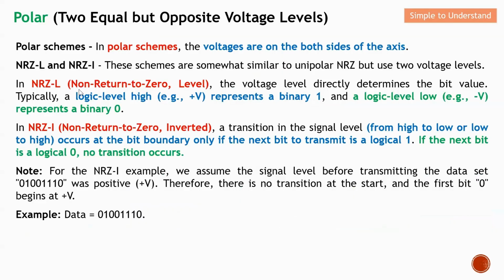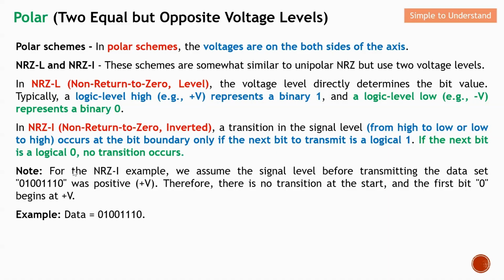Let me come to non-return to zero inverted. This is slightly complicated, so follow me through to understand it. A transition in the signal level, from high to low or low to high, occurs at the bit boundary only if the bit to transmit is a logic 1. Later on I'll show you a diagram to understand this better. If the next bit is a logic 0, then no transition occurs.